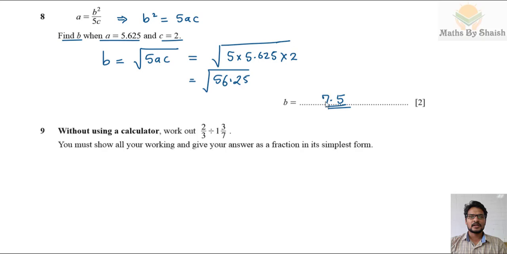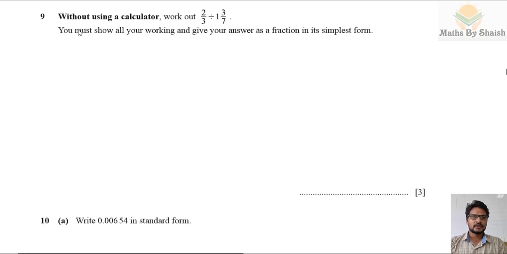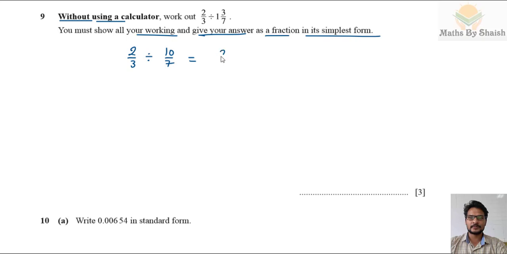That is the answer. Ninth question: work without using a calculator, work this out. You must show all your working and give your answer as a fraction in its simplest form. So first of all, we will convert this mixed fraction into an improper fraction. So we have 2 by 3 divided by 7 1 is 7 plus 3, 10 over 7, and then we will convert this division into multiplication. So 2 by 3 multiplied by 7 by 10, using the reciprocal.